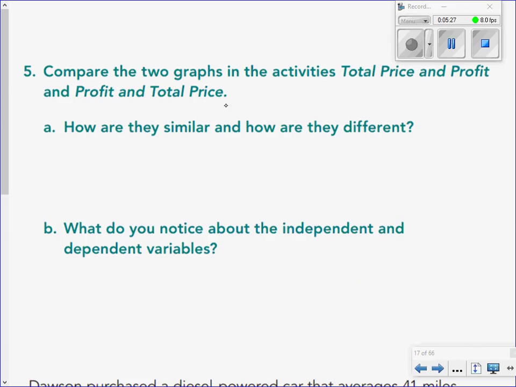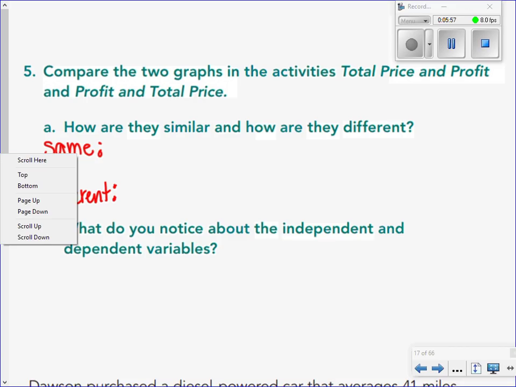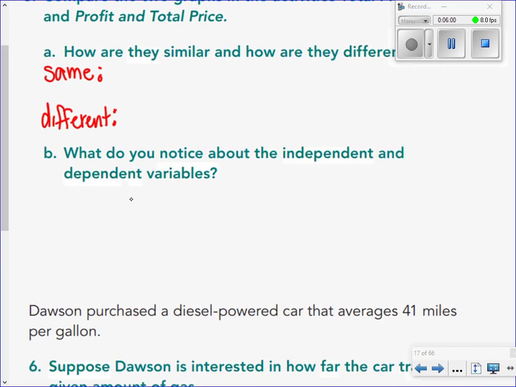Compare the two graphs. So go back and look at your graphs. How are they the same and how are they different? Same. What are they comparing? What two quantities are they comparing? And different, think about how the graphs are labeled on this one. What do you notice about the independent and dependent variables on the axes?